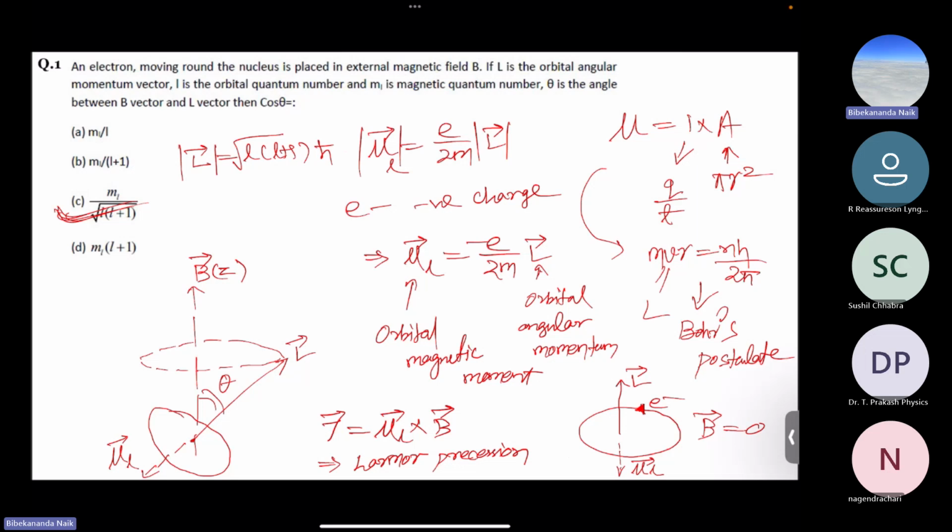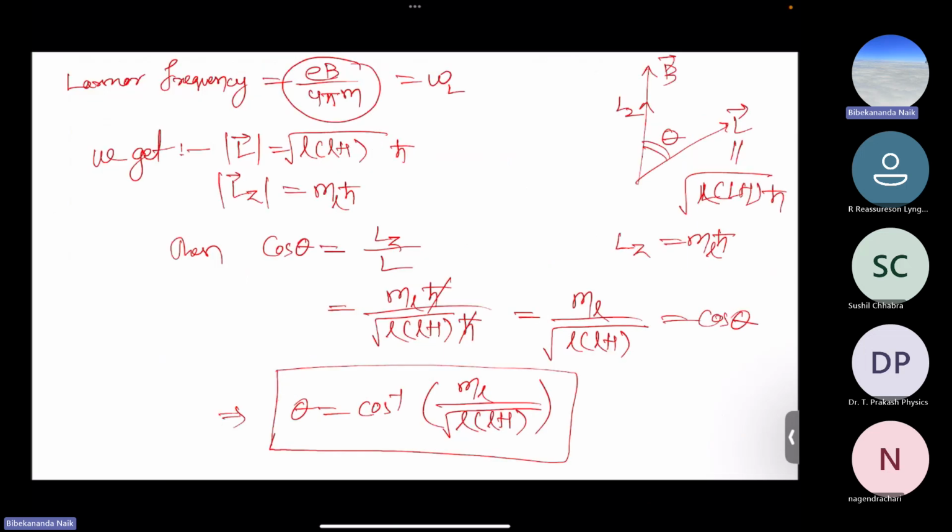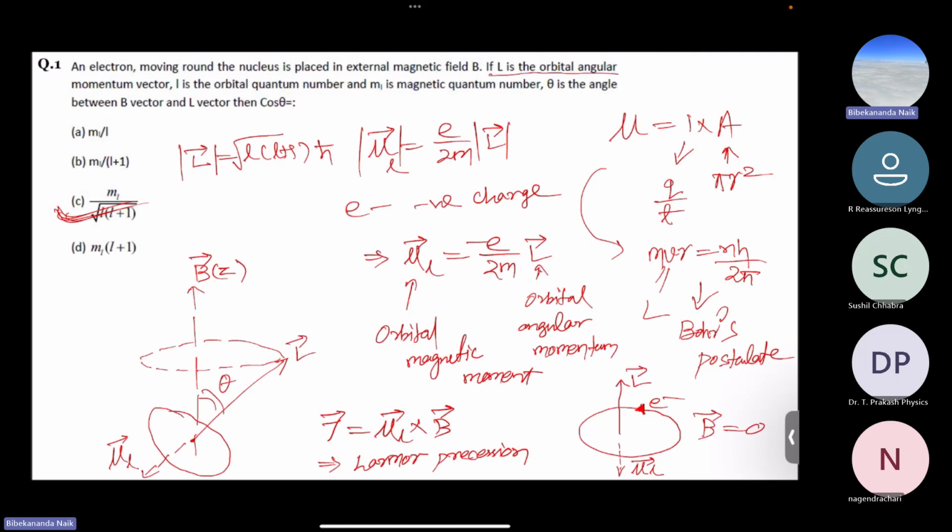And if you see the expression for Larmor frequency, which is eB by 4 pi m, it is independent of theta, so theta will remain constant throughout the motion, and the frequency of precession is eB by 4 pi m. So from quantization we know the magnitude of orbital angular momentum is root over l into (l plus 1) times h cross, where this small l is the orbital quantum number, because L is the orbital angular momentum vector and l is the orbital quantum number, and ml is the magnetic quantum number.